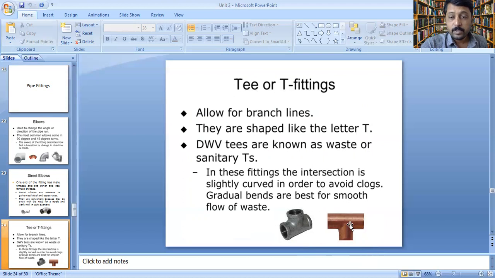Now, this type of joints or fittings are used where we have to take a branch out of the pipe. Suppose from left to right, we have to transfer some fluid. It is going left to right, but sometimes it is required to transfer some of the liquid to another branch for other processes or applications. In that case, we have to use this type of T joint.